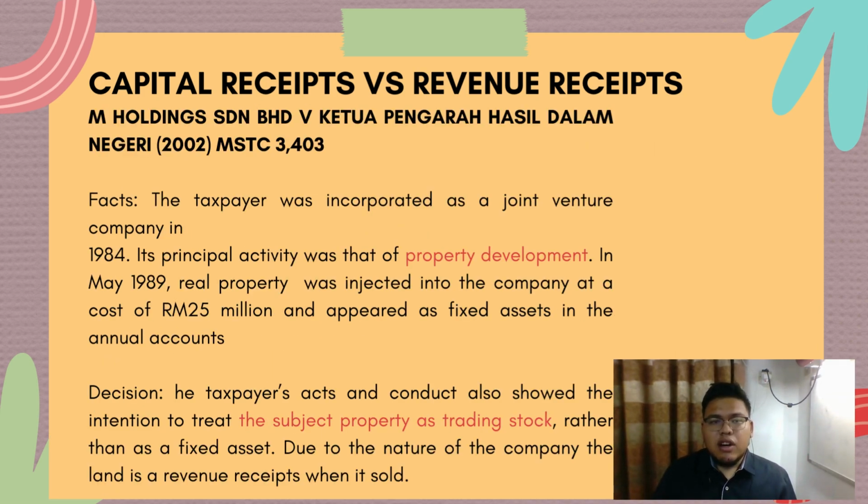From a case of Holdings Sdn Bhd versus the Ketua Pengarah Hasil Dalam Negeri, the facts say that the taxpayer was incorporated as a joint venture company in 1984. Its principal activity was property development. In May 1989, real property was injected into the company at a cost of RM35 million and appeared as a fixed asset in the annual account. However, the taxpayer's acts and conduct showed the intention to treat the subject property as trading stock rather than as a fixed asset. Due to the nature of the company, the land is a revenue receipt when it is sold, not a capital receipt, because it is not a fixed asset.